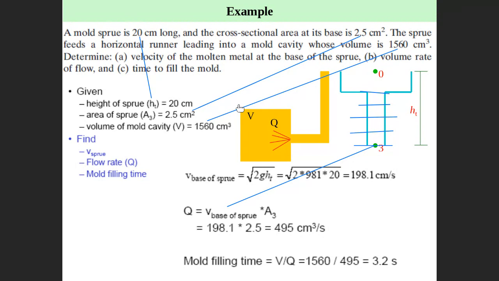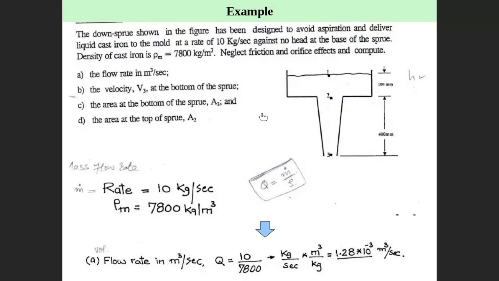Third one, what is the time to fill the mold? The time equals V divided by Q. V we know is given, and Q we already obtained. So V divided by Q, then you get the time needed to fill the mold, 3.2. Right. Any question? Is it clear? Right. Move forward. One by one, you will learn how to deal with this kind of question.